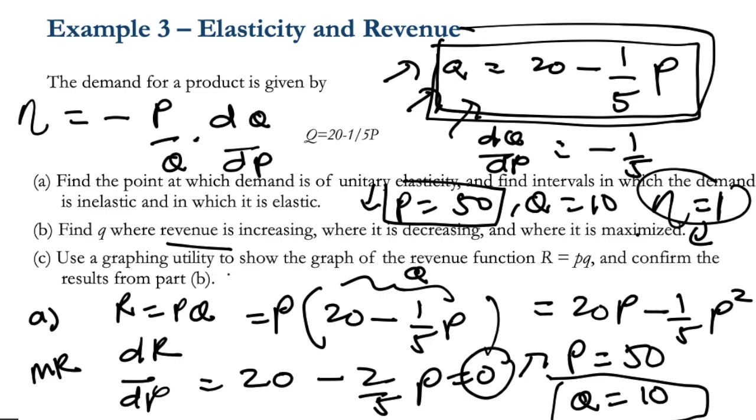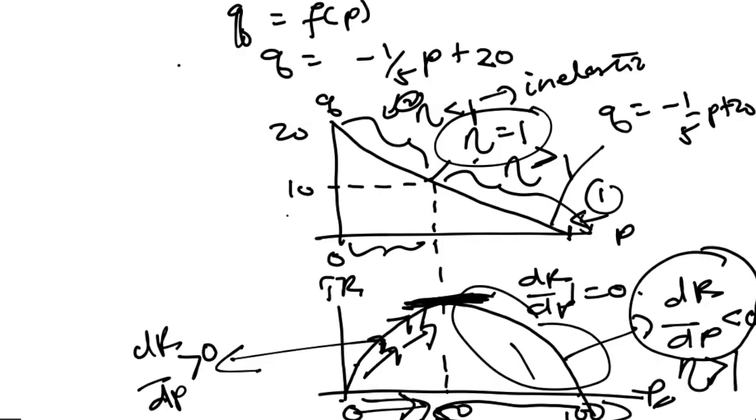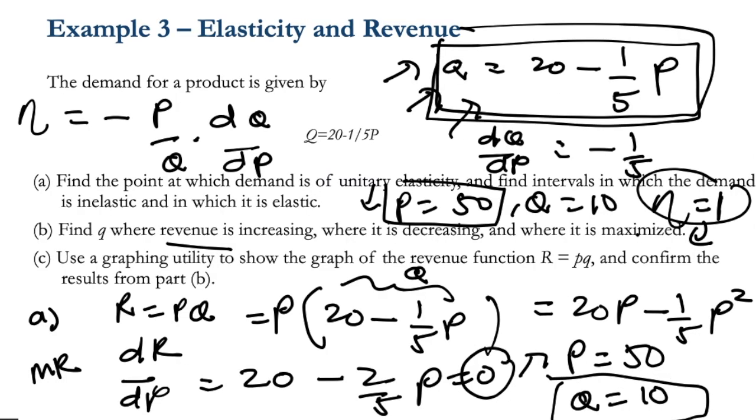Using the graphing utility to show the graph of the revenue function and confirm the result from part B, I have used this graph, because it's the same function that I used to explain the previous example. That's why I don't have to redraw it. So I have answered question C. So that's how example 3 goes.